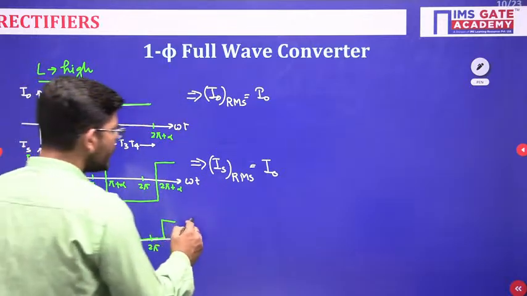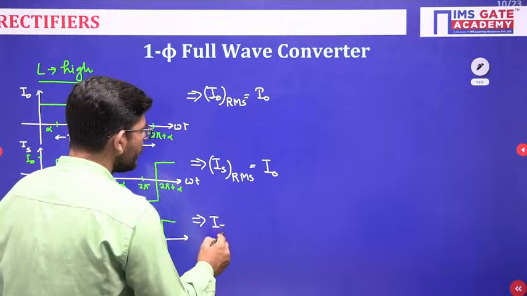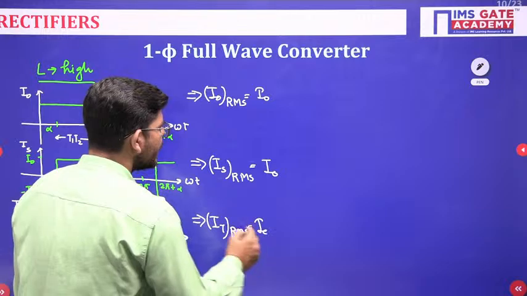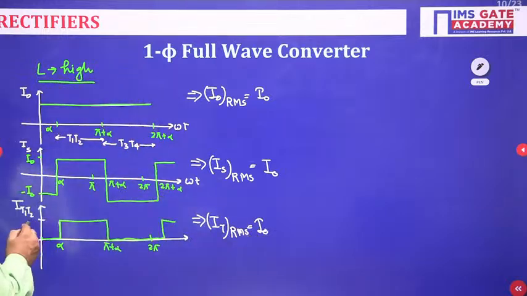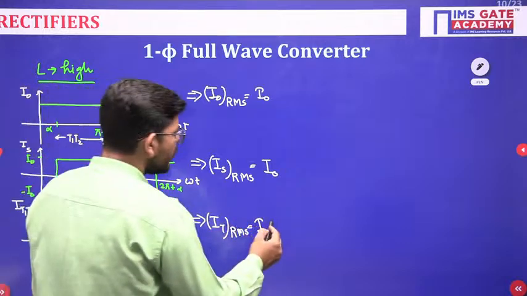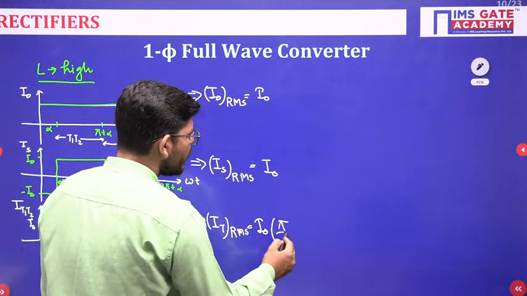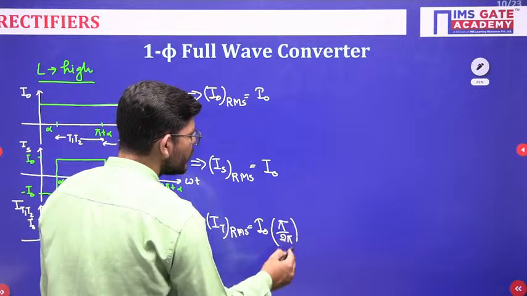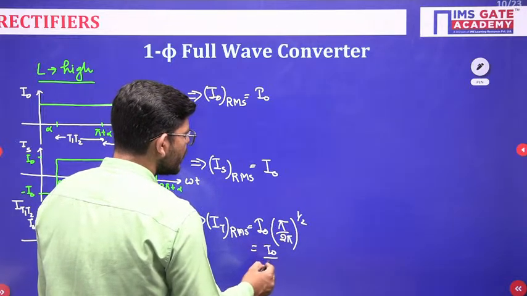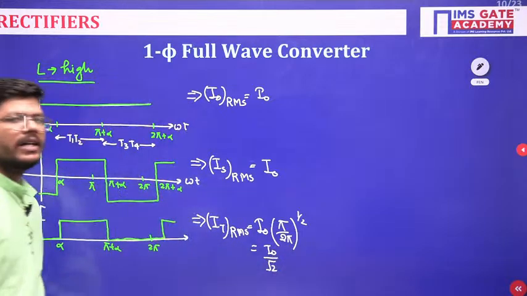If I calculate the thyristor current RMS value, its magnitude is I naught, and it is only present from alpha to pi plus alpha, that is for pi. So it is present for pi out of the total available duration of 2 pi. What I will get is I naught upon root 2. That will be my thyristor current.